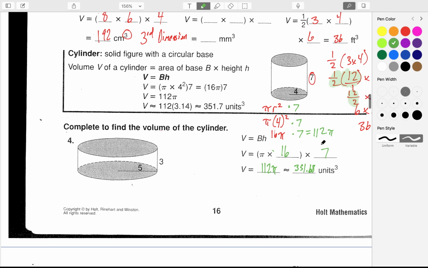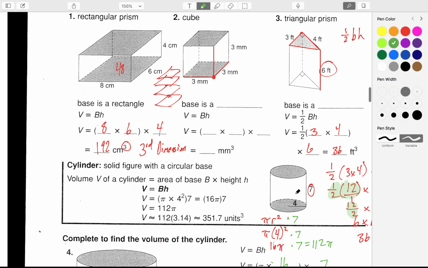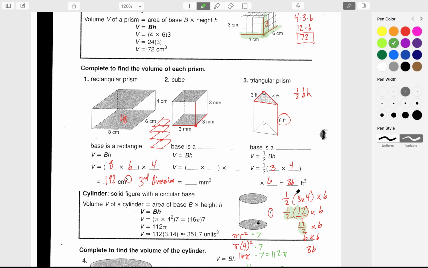So if you notice, let's recap. All of these follow the same process. Basically, you find the area of the bottom, and then you multiply the height. Find the area of the triangle, and then multiply by the height. Find the area of the circle, and then multiply by the height. So it's only one more step than what you've been doing.